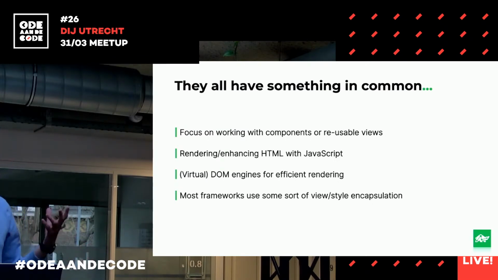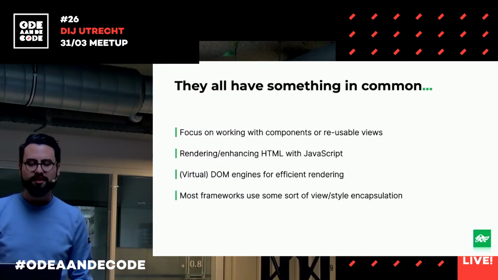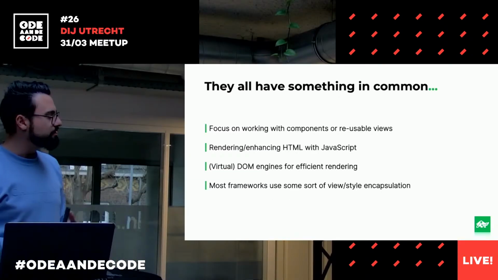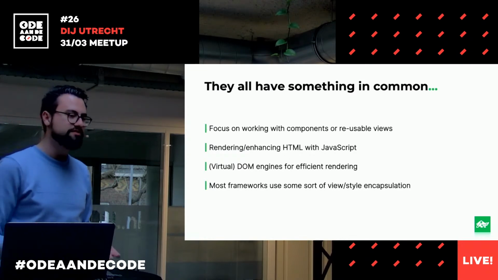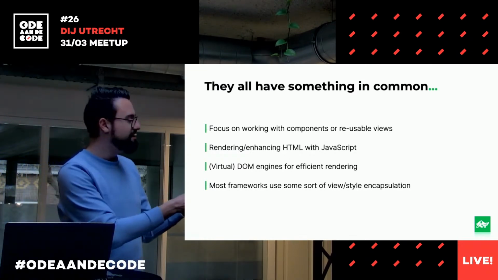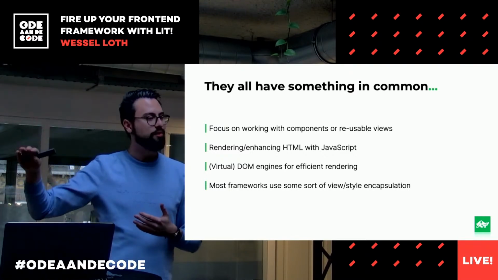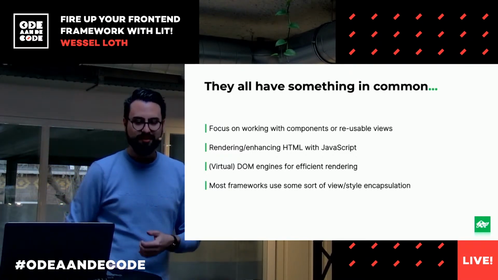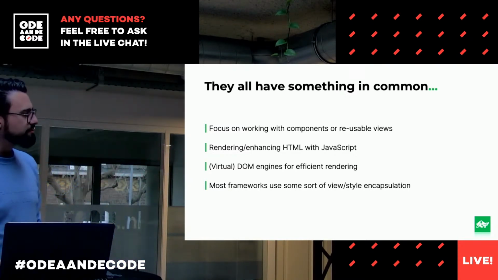They all have some sort of DOM engine or a virtual DOM engine to efficiently render updates to the page. And almost all of them use some sort of view or style encapsulation, which means that if you're styling an H1 in some place in the application, it's not going to affect every H1 in the entire website. So these are the characteristics of modern front-end frameworks.